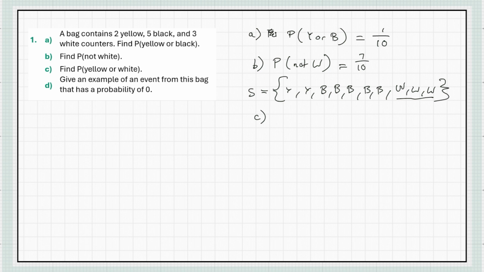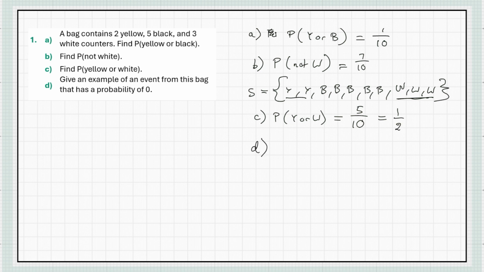Find the probability of yellow or white. Well, the probability that it's yellow or that it's white is going to be ones where you're satisfied with it either being yellows or whites here. That means that there are 5 total favorable outcomes out of a possible 10 total outcomes. That's 5 out of 10, which simplifies down to a half.